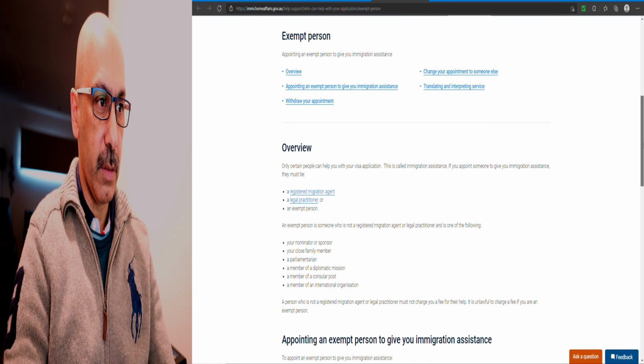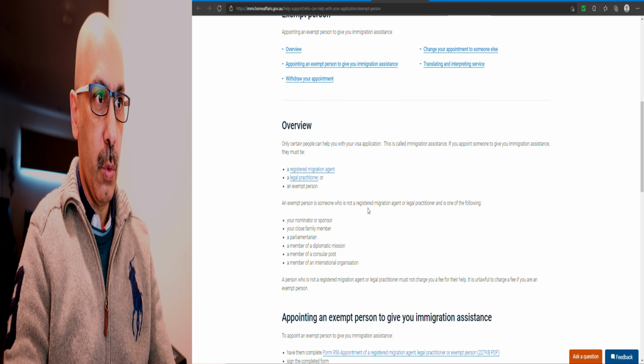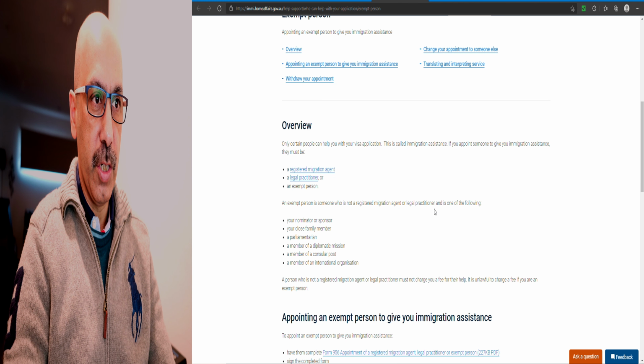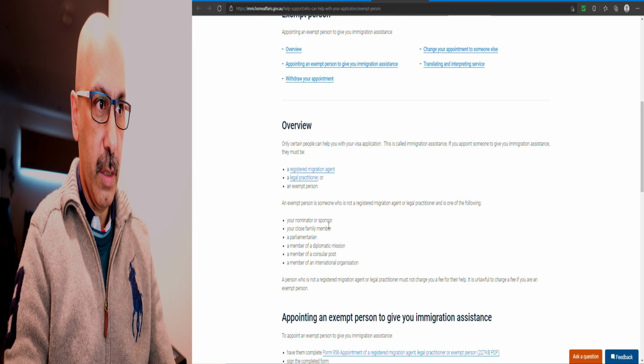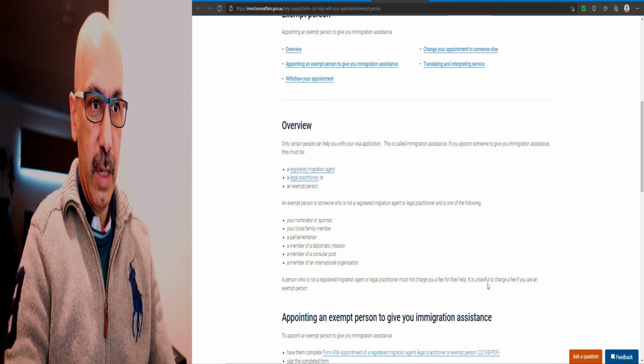Okay, exempt person. An exempt person is someone who is not a registered migration agent or legal practitioner and is one of the following: your nominator or sponsor, a parliamentarian, a member of a diplomatic mission, a member of a consular post, a member of an international organization. A person who is not a registered migration agent or legal practitioner must not charge you a fee for their help. It is unlawful for an exempt person to charge you a fee.